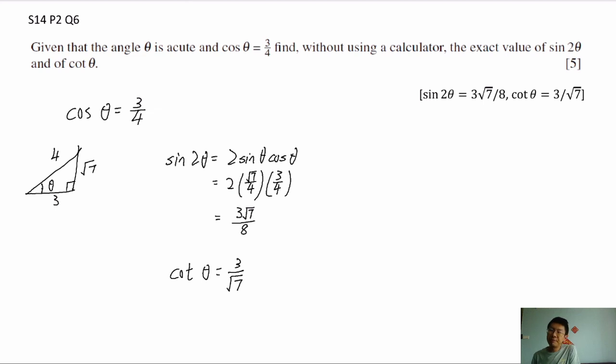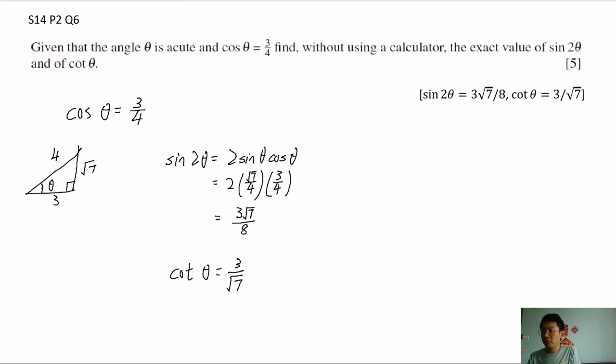Okay, so given the value for cos theta, we should be able to find out the values for the sine and the tangent. This can be easily done by drawing a small triangle, which might be easier. In this case, cos theta is equal to 3/4, so 3 would be the adjacent side and 4 would be the hypotenuse. This will give us the opposite side as √7.